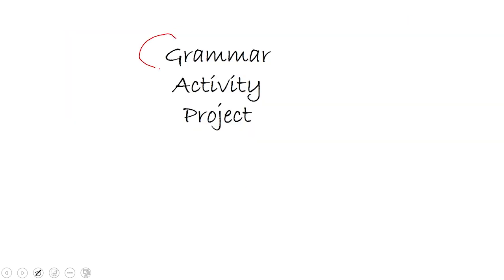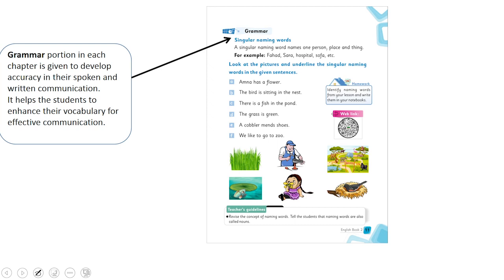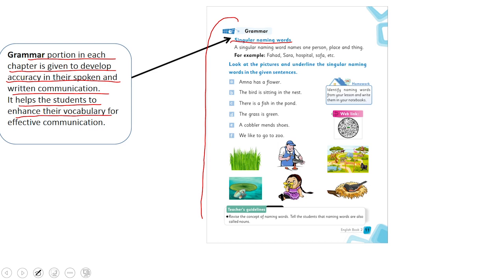Now I am going to explain the grammar, activity and project section. The grammar contains topics like singular naming words, action words, describing words, prepositions, substitution words, etc. The grammar portion in each chapter is given to develop accuracy in their spoken and written communication. It helps the students to enhance their vocabulary for effective communication.